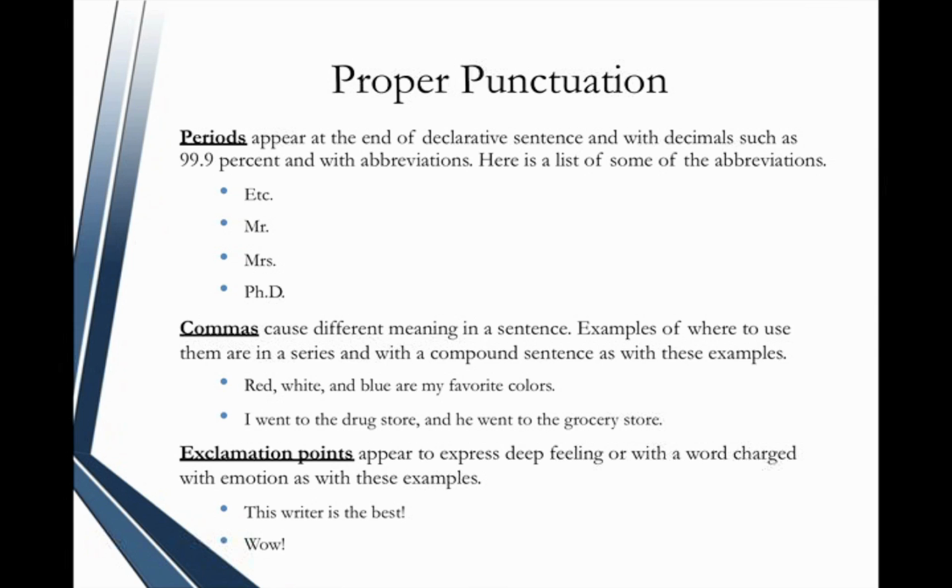Commas have different meanings in a sentence. Examples of where to use them are in a series and with a compound sentence, as with these examples. Red, white, and blue are my favorite colors. I went to the drugstore, and he went to the grocery store. Exclamation points appear to express deep feeling or with a word charged with emotion, as with these examples. This writer is the best! Wow!